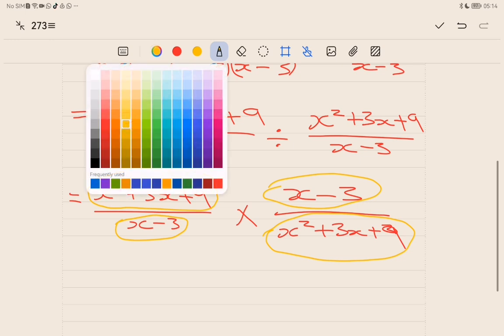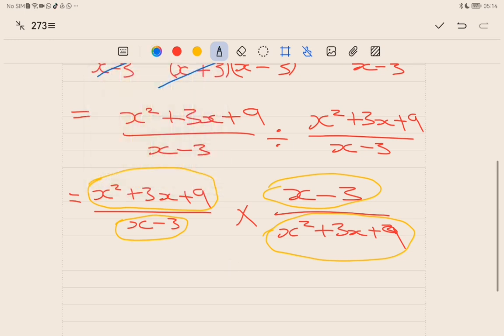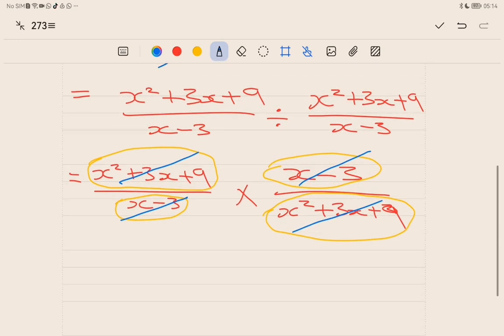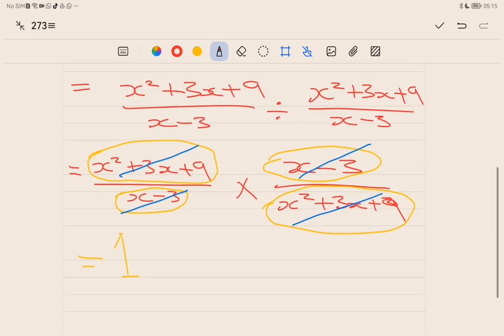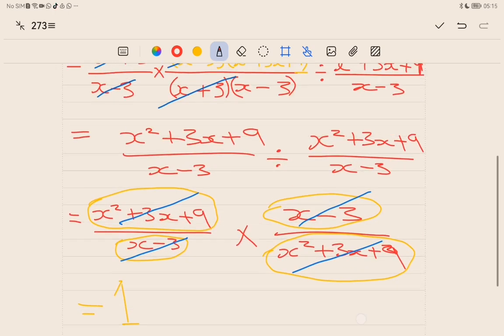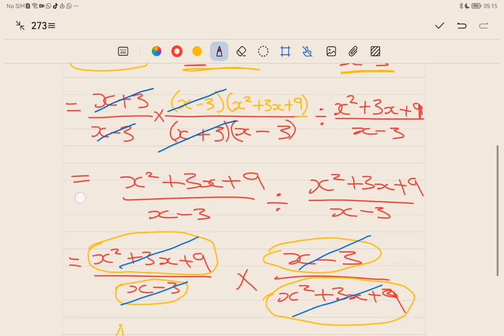So what does it mean? This will divide this, this will divide this, then we will remain with 1. So this is the answer that we are going to get. It is in 4 steps. 4 steps only.